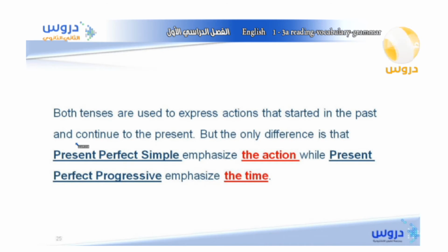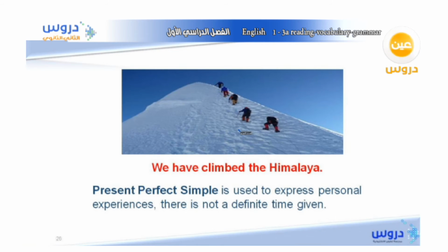All right, we have some summary here, and later on we're going to see some exercises. The subject, which is a noun or pronoun, has or have, and the verb third form, which we call the past participle. Okay. For the present perfect progressive, the difference is we add been after have, and then the verb with ing. So it is subject, has or have, then been, which is the past participle of the word be, and then the verb with ing. Okay.